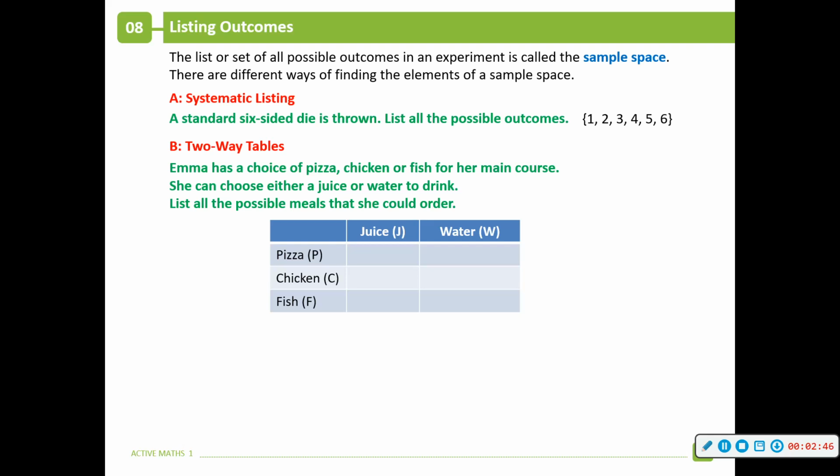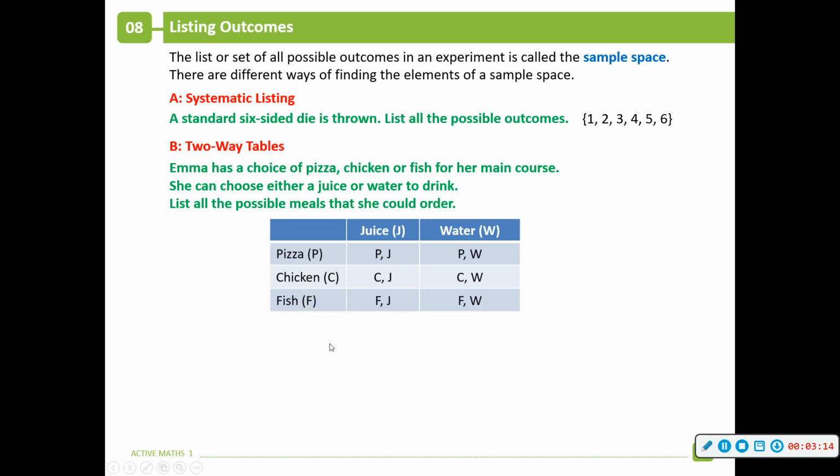That's 2 things. But people get confused in this because, as you can see here, all the drinks, you've got 2 of them, juice and water. And all the foods, you've got 3 of them, pizza, chicken and fish. And you quite simply match them up. Pizza and juice, chicken and juice, fish and juice, pizza and water, chicken and water, fish and water. They're all our possible outcomes.